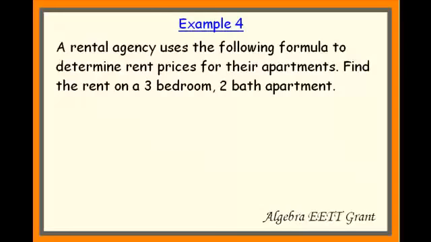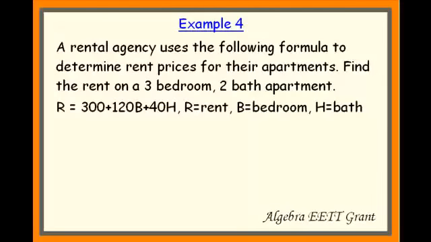For our final example, we're going to do a word problem. A rental agency uses the following formula to determine rent prices for their apartments. Find the rent on a 3-bedroom, 2-bath house. And the formula is R equals 300 plus 120B plus 40H, where R is rent, B is the number of bedrooms, and H is the number of baths. So we have 3 bedrooms and 2 baths.